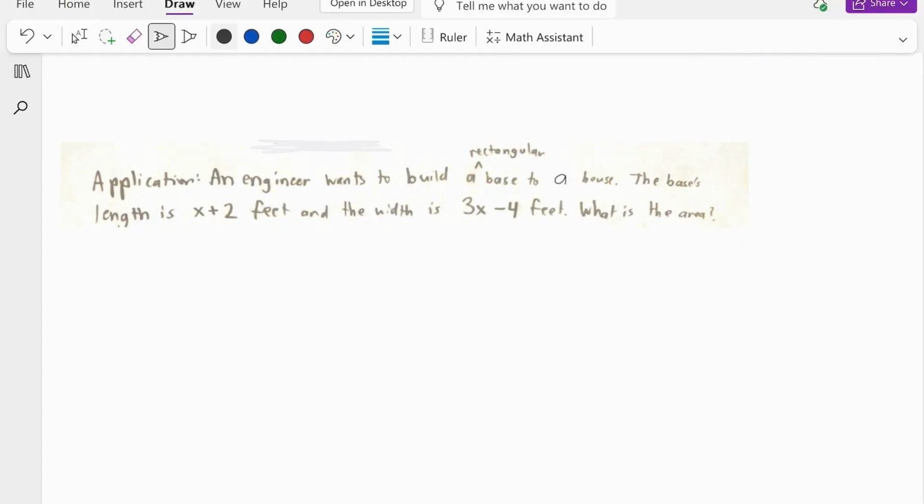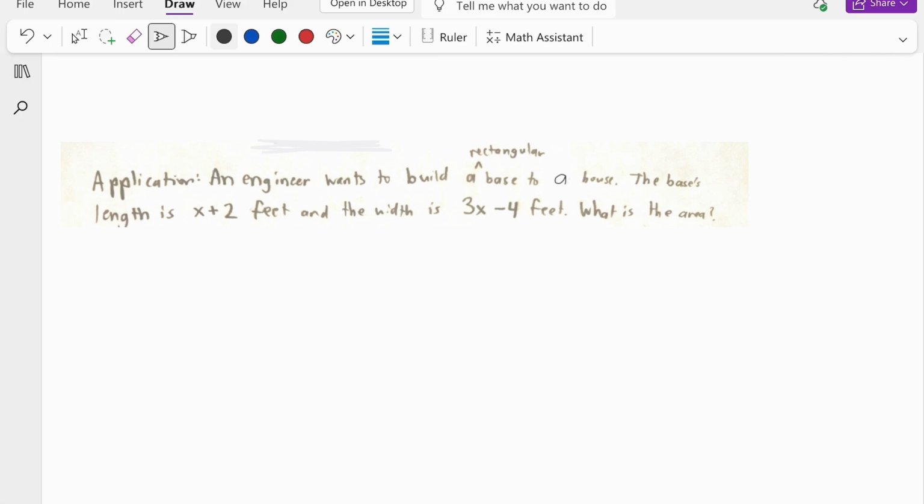Now we're going to do a bit of an application problem to see how we might apply this in the real world. So I wrote a problem here. An engineer wants to build a rectangular base to a house. The base's length is x plus 2 feet and the width is 3x minus 4 feet. What is the area?